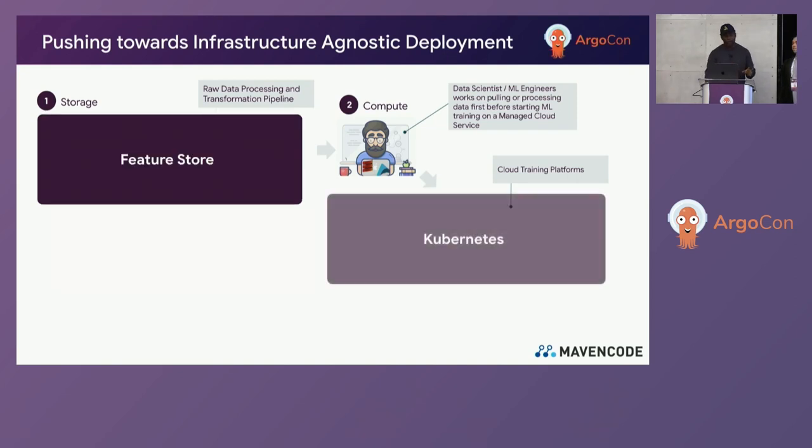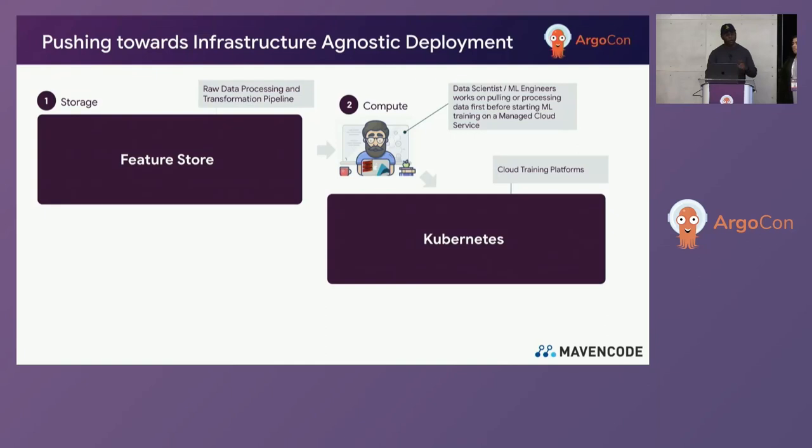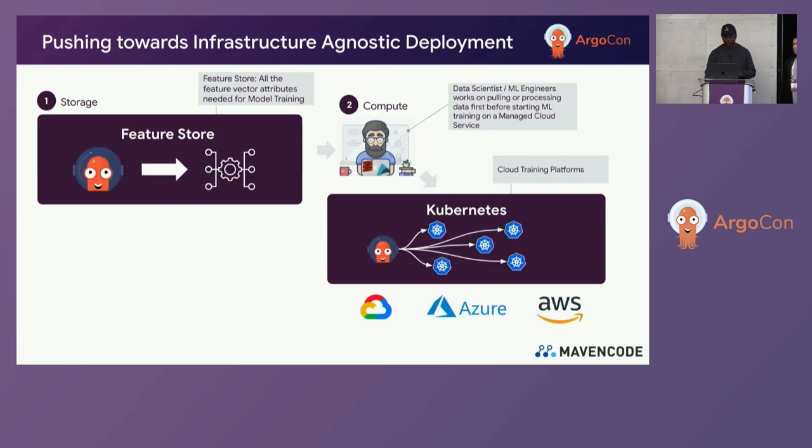So on the storage part, we basically think about it as a feature store, where all the things you do to get the data ready for the ML engineer or the data scientist, we curate it, and we have everything in a feature store. And everything that has to do with your compute, basically running your pipelines and your workflows, we basically abstract it as a containerized application that runs on Kubernetes. Because of this, we have a cloud agnostic layer that can run on any of the cloud providers as long as they're running on Kubernetes.